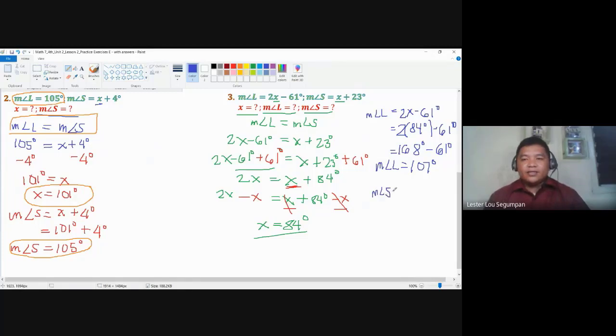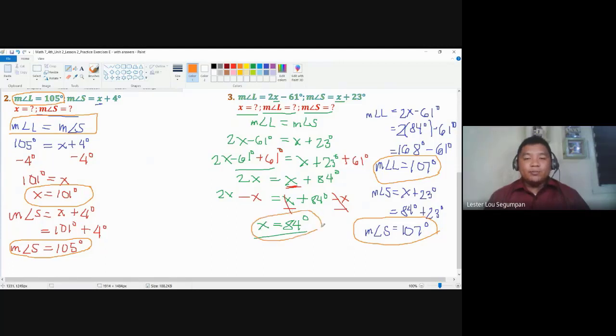Let's look at the measurement of angle S. The measurement of angle S is equal to x plus 23 degrees. And x is 84 degrees, plus the constant 23 degrees per the given. So we have 84 plus 23, which is also 107 degrees. This is the measurement of angle S. No need for too confusing checking. Look simply at the values for the measurement of angle L and the measurement of angle S. Both of them measure 107 degrees. That would mean the value for x computed earlier, 84 degrees, is the correct value, which supports that angle L and angle S are vertical angles.